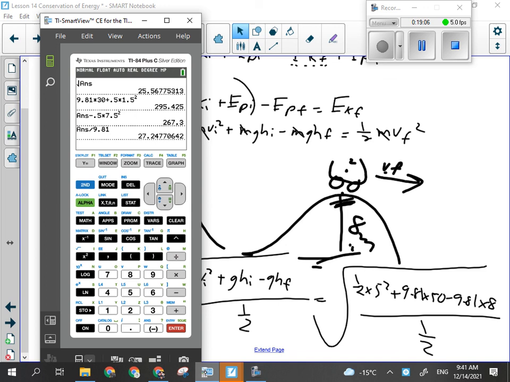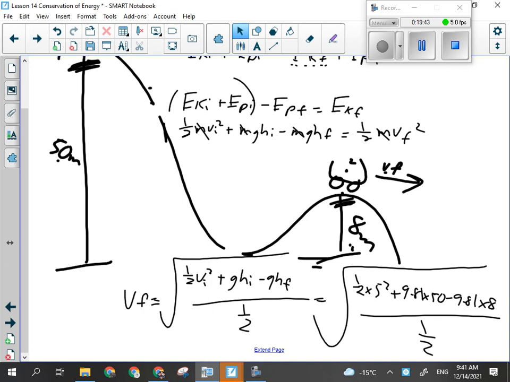So 0.5 times 25, that's 5 squared, plus 9.81 times 50 minus 9.81 times 8, divided by 1/2, square rooted. All right, it's moving at 29 meters per second. That's pretty fast. It's 105 kilometers an hour. That's pretty fast. Okay, so 29 meters per second would be my final answer.